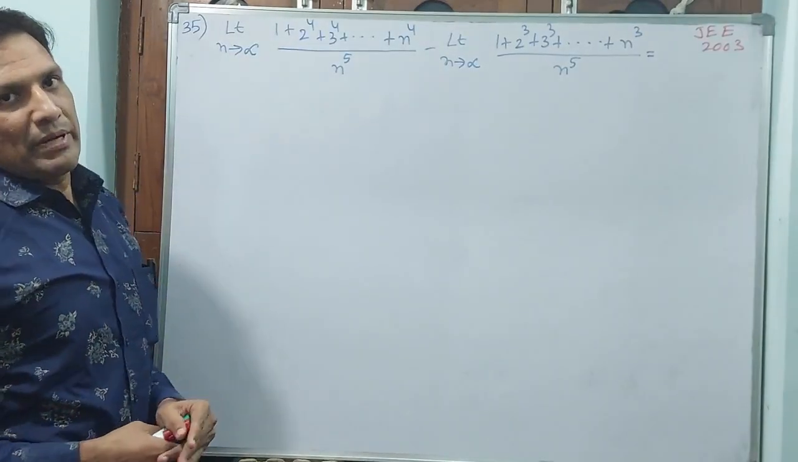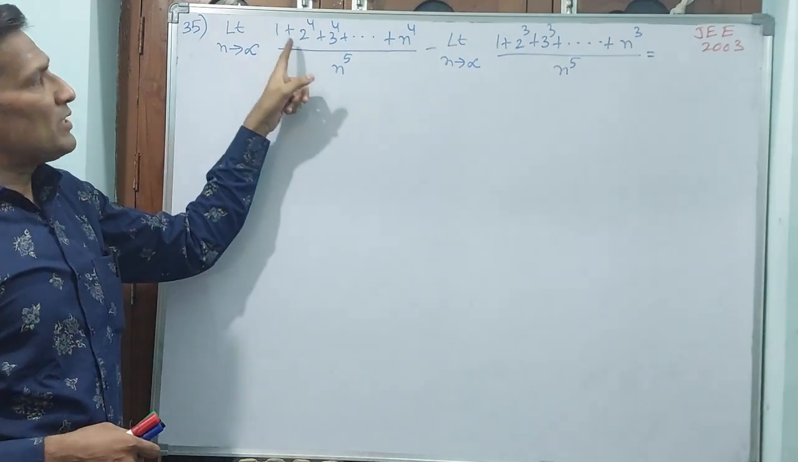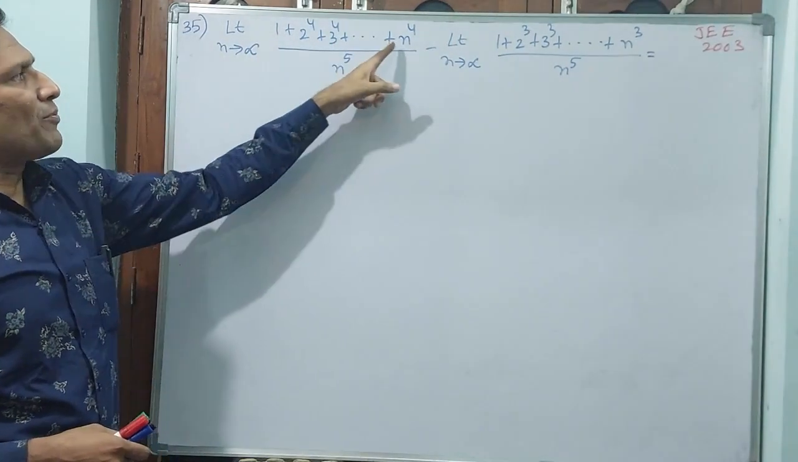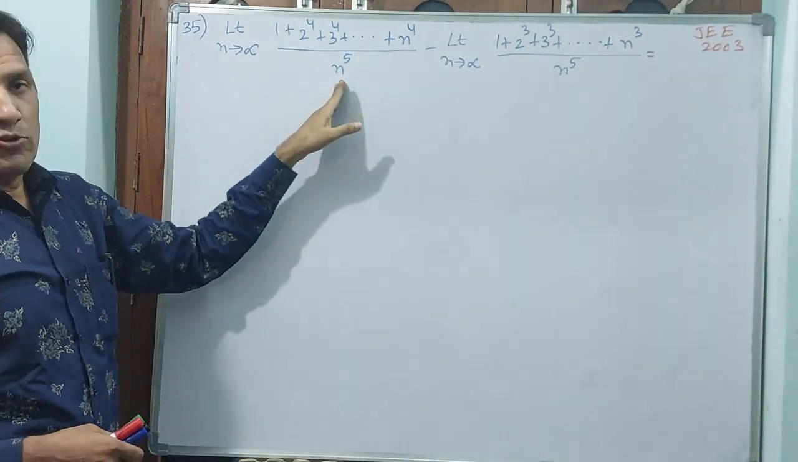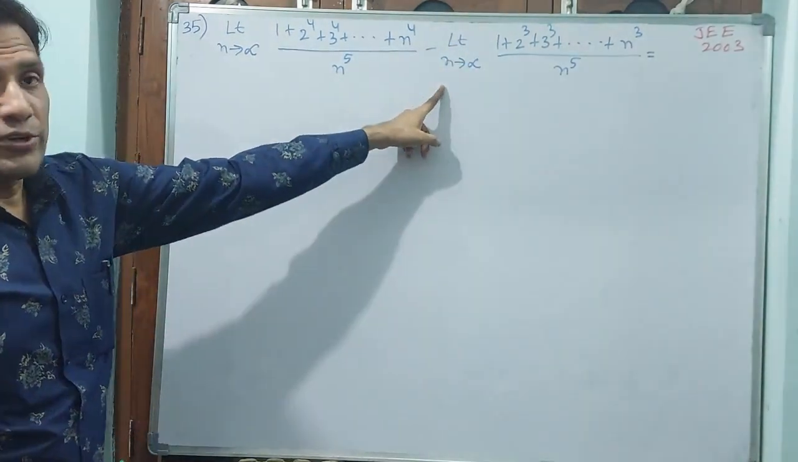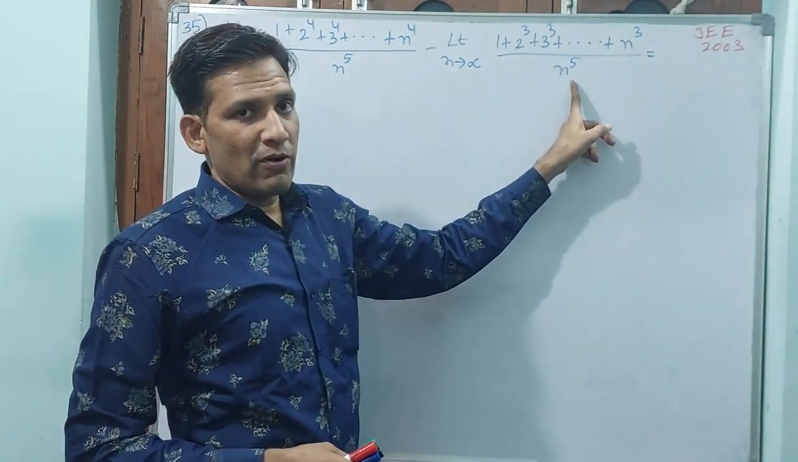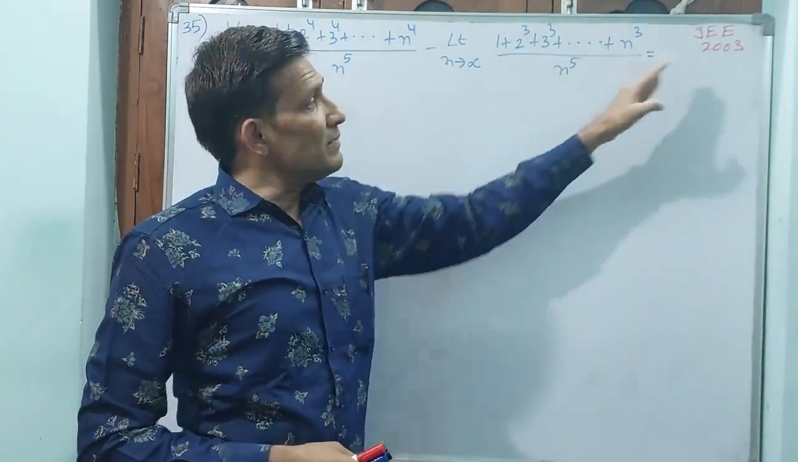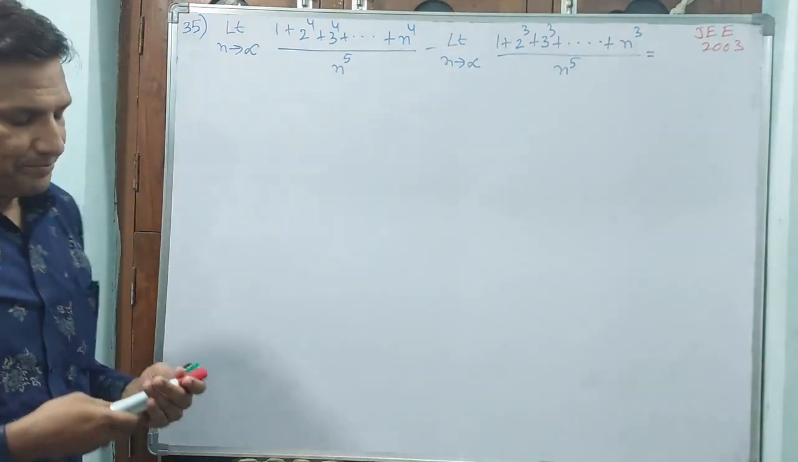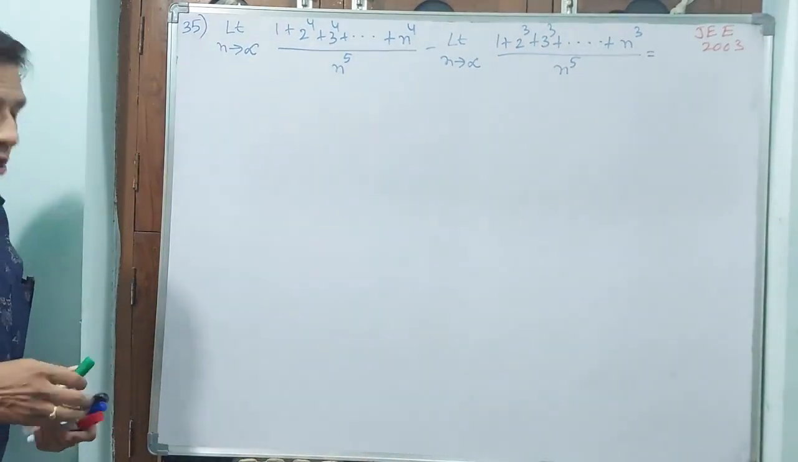See question number 35. Limit n tends to infinity of (1 plus 2 to the power of 4 plus up to n to the power of 4) divided by n to the power of 5, minus another limit: limit n tends to infinity of (1 plus 2 cube plus 3 cube plus up to n cube) divided by n to the power of 5. This question is from JEE 2003. How to solve this question?